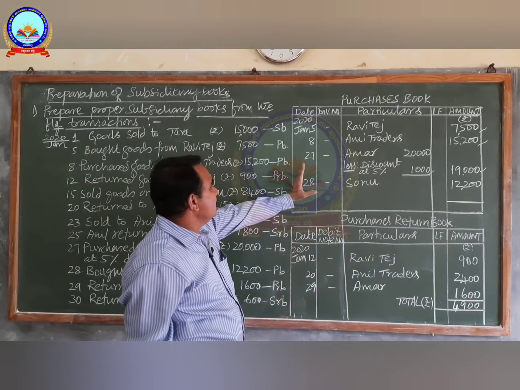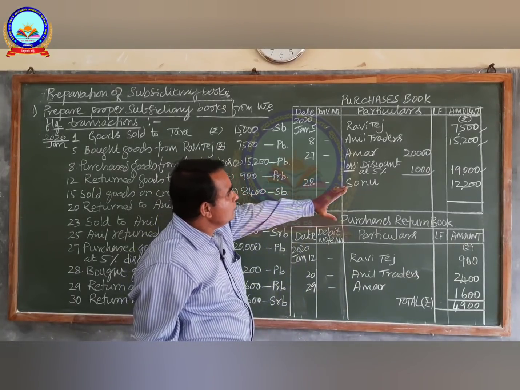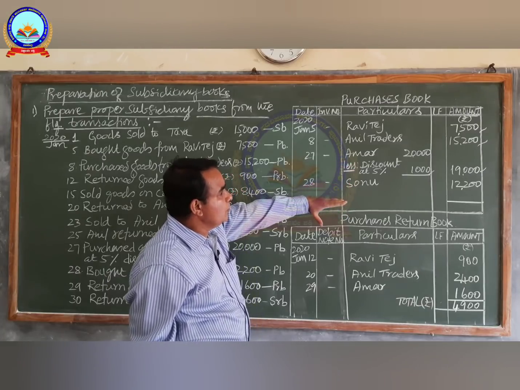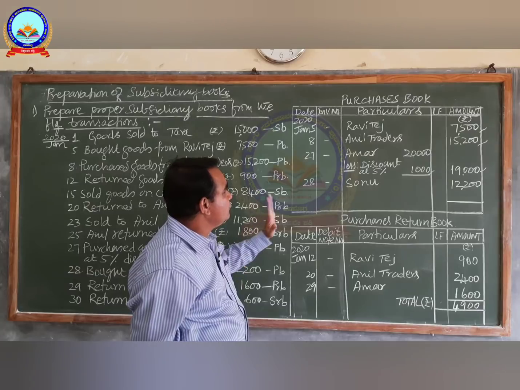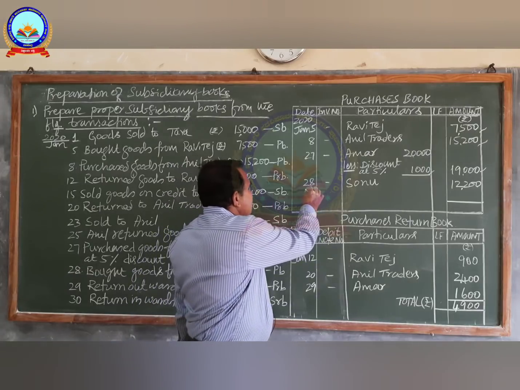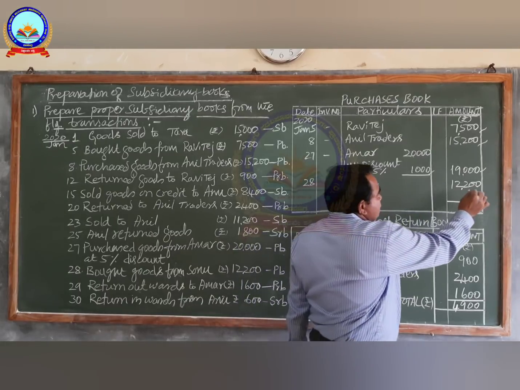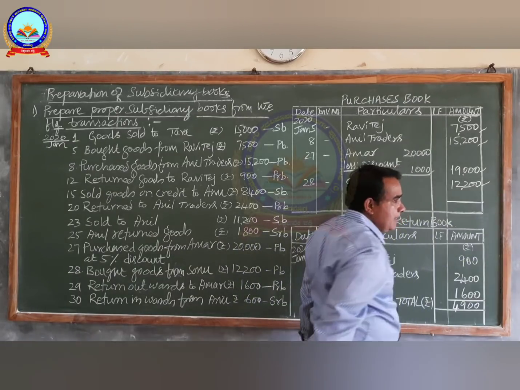And on 28th January, Sonu supplied goods to us. I mean, we have purchased goods from Sonu amounted to rupees 12,200. Write the date 28. Supplier's name Sonu, amount rupees 12,200.